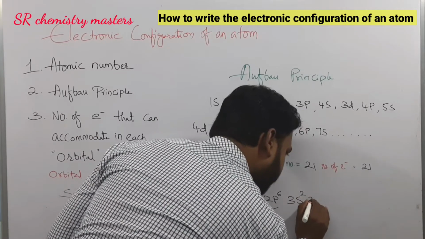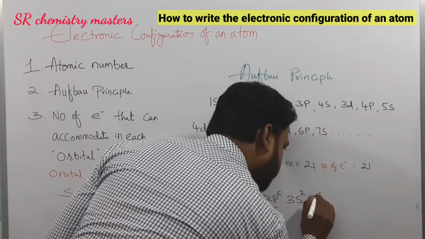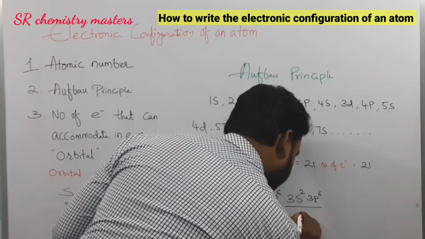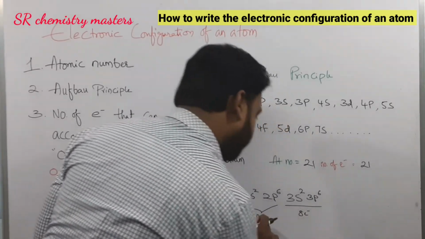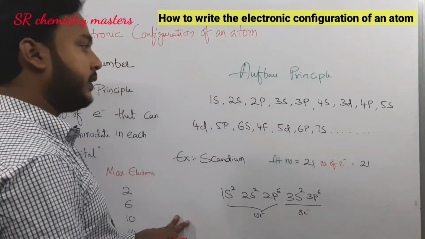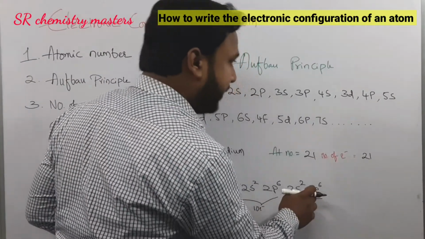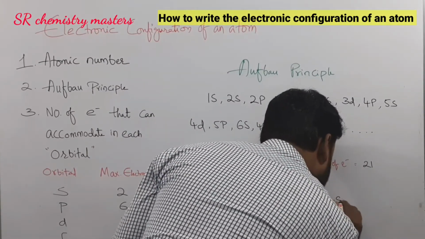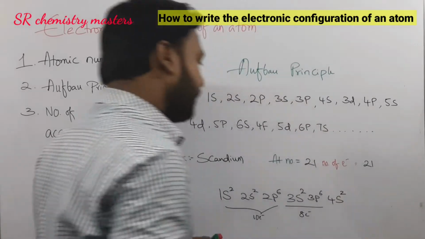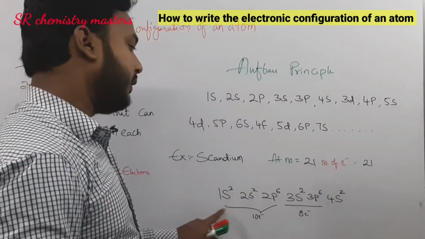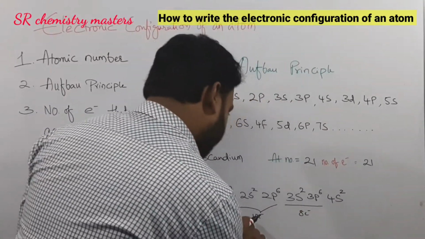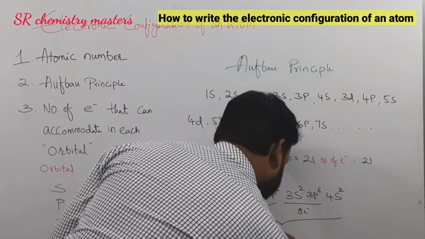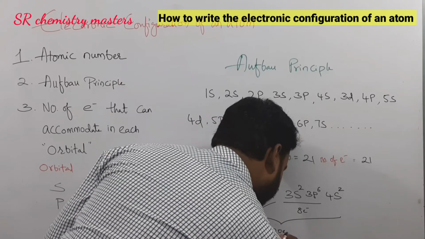3s2, 3p6. Up to here 8 electrons, so it is 10 plus 8, 18 electrons. Then after 3p, the electron enters 4s. Now count the number of electrons from here to here. It is 10 electrons plus 8 electrons plus 2 electrons. Altogether, these are 20 electrons.